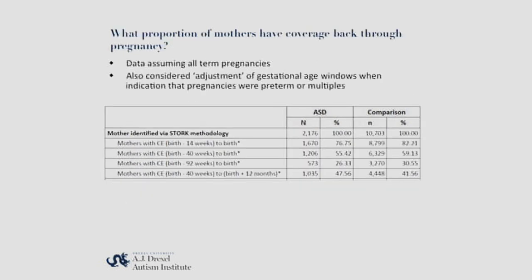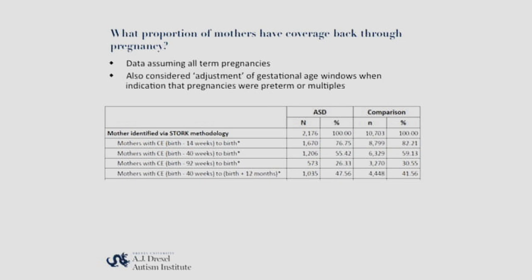So now we want to look at, among these 2,000 or so moms that we were able to link to, how far back could we go? Because it's not just being linked at birth, it's going back into the pregnancy where we're going to want to look for events. And so we looked first at 14 weeks back into pregnancy, covering sort of the third trimester. And 1,670 of those 2,000 moms, or about 75%, had some coverage back into the third trimester.